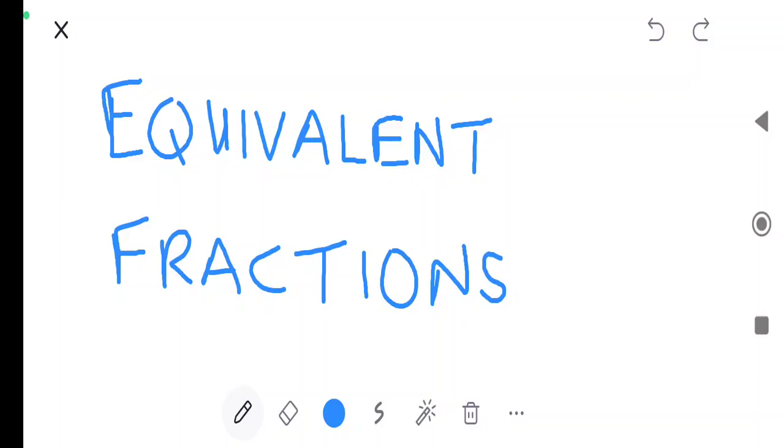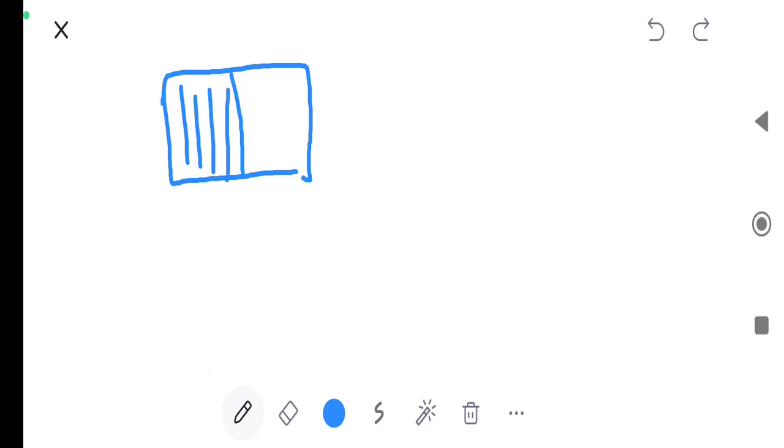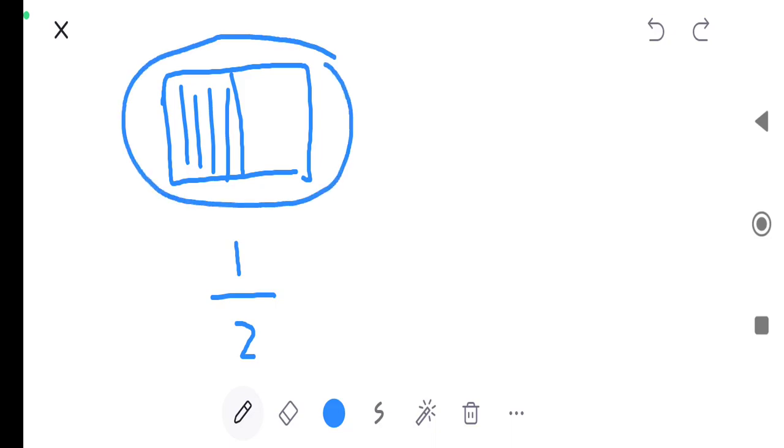Today we are going to learn equivalent fractions. Equivalent fractions are fractions that are the same. For instance, if we have a rectangle that is divided into two equal parts and one part is shaded, the fraction representing the shaded part will be 1 over 2. I wrote 1 at the top because only one part was shaded. Then I wrote 2 at the bottom because the total number of parts here is 2.